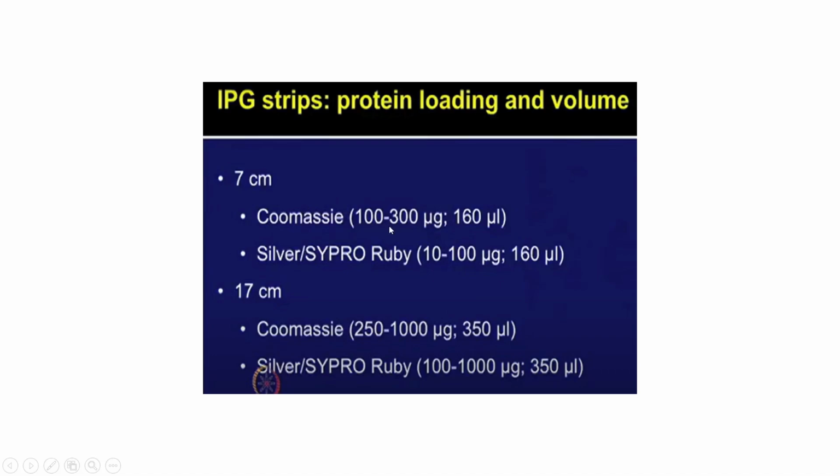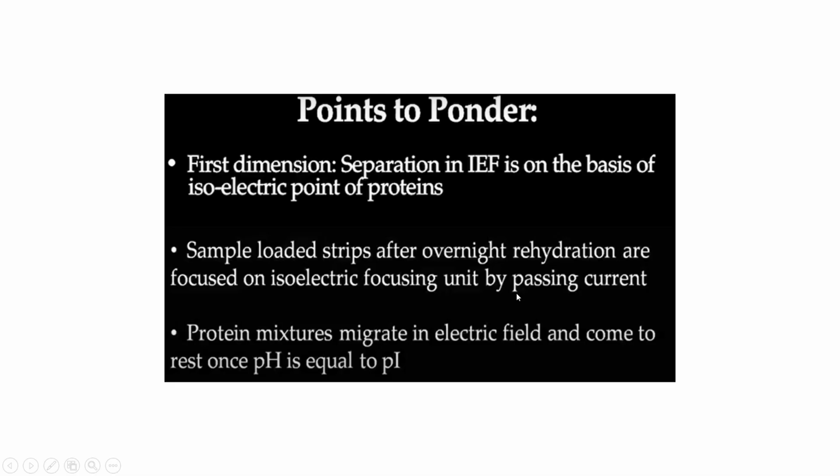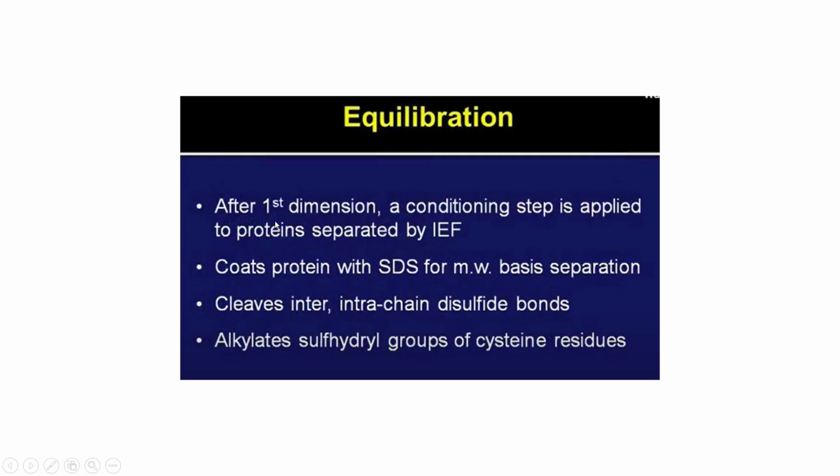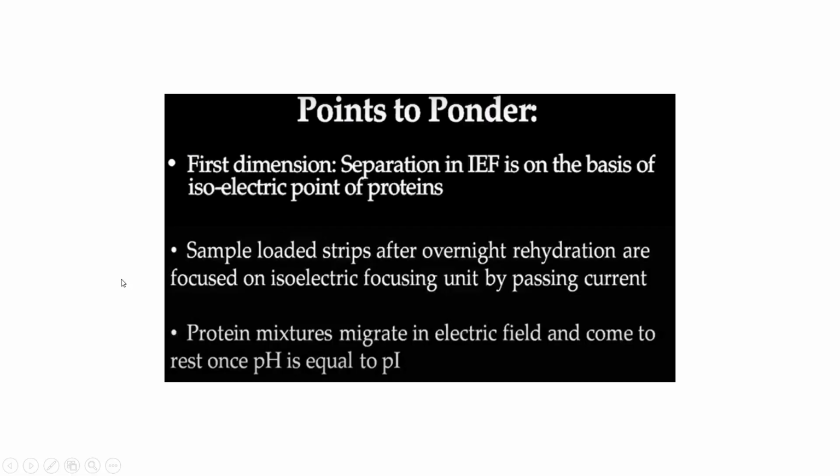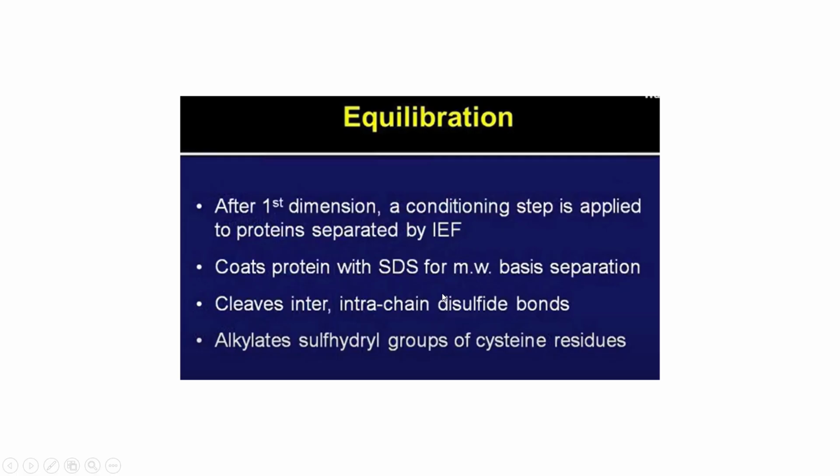So a 7 centimeter strip generally requires this much amount of protein to be loaded. If it is greater in size, more protein needs to be loaded. Maximum volume is also written here. Similarly, the stain you will be using for staining will accordingly be this much concentrated to analyze the protein. So that's the first dimension, separation in isoelectric focusing on the basis of isoelectric point, with the sample loaded on the strips after overnight rehydration. So first you do rehydration and then load your sample and then run it, and they will migrate on the basis of their isoelectric point.